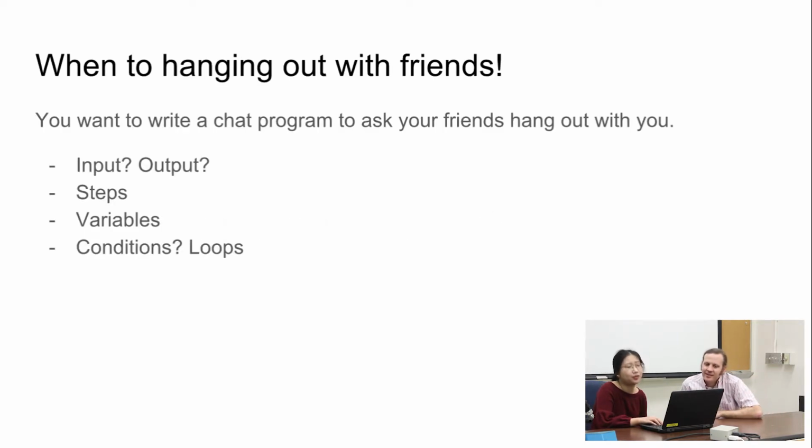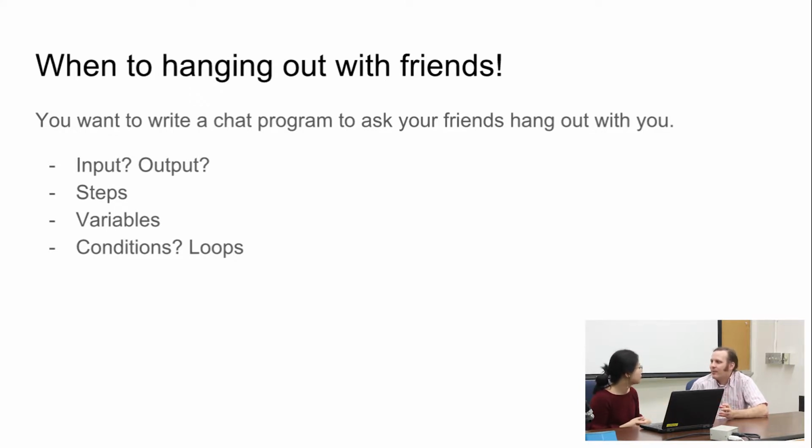For example, hanging out with friends. You want to write a chat program to ask your friend to hang out with you. So first question, what are the input and output? Input? That's hard. It seems easy, but it's hard. Help me out. What would the input be? You want to check with your friend, you want to tell your friend to hang out. So the input would be when to hang out, where to hang out, and what you do when you're hanging out. Okay, so input could be the questions that you have, or the answers to those questions.